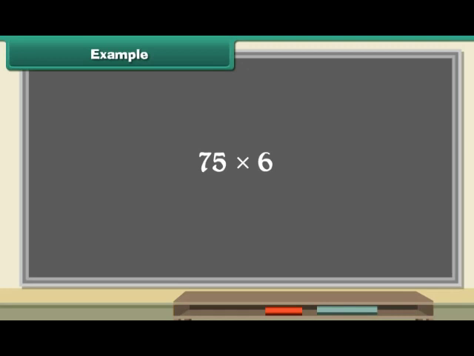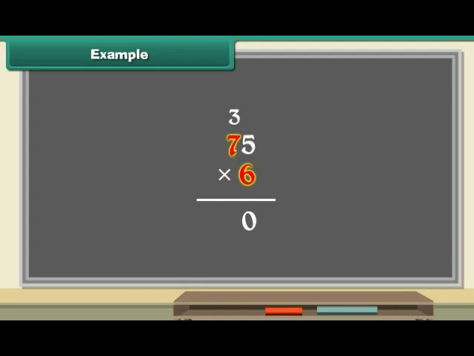Example. Multiply 75 by 6. Place the numbers one below another. Multiply 5 by 6. 5 sixes are 30. Place 0 below 6 and 3 above 7.